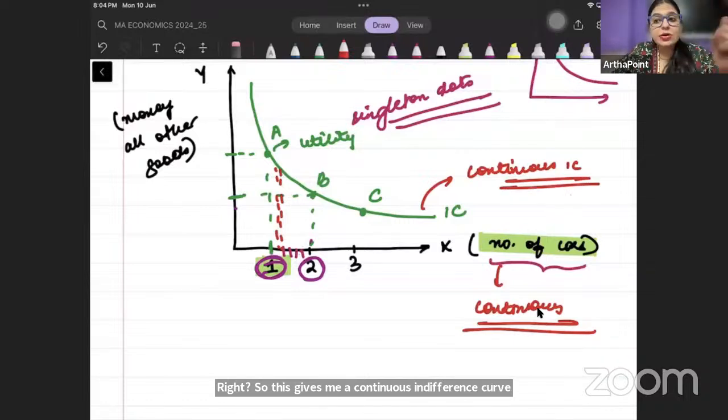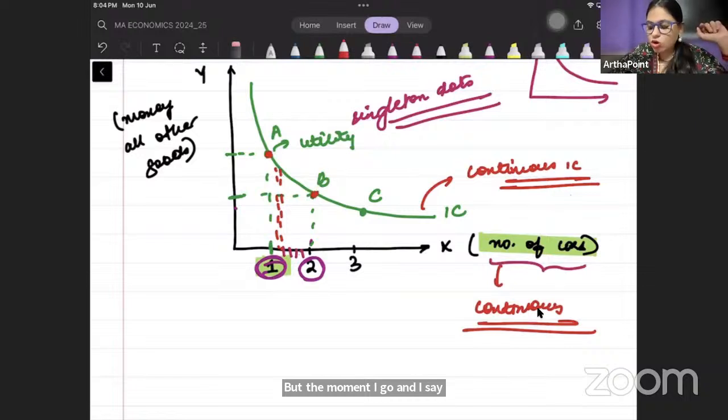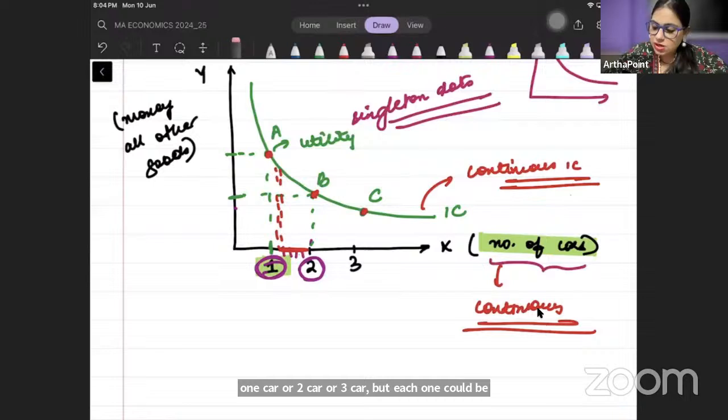But the moment I say that either I can consume 1 car or 2 cars or 3 cars, but nothing in between will be possible. 1.1 will not be possible. 1.5 will not be possible. Then I cannot have this curve actually. I will only have these dots.